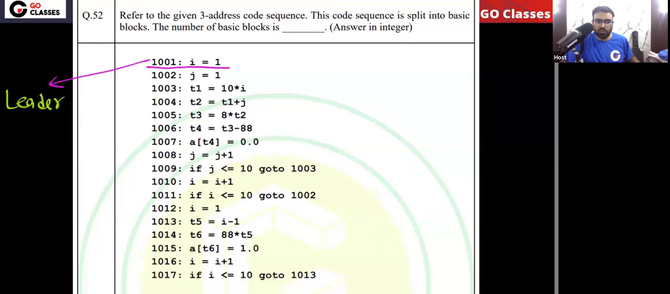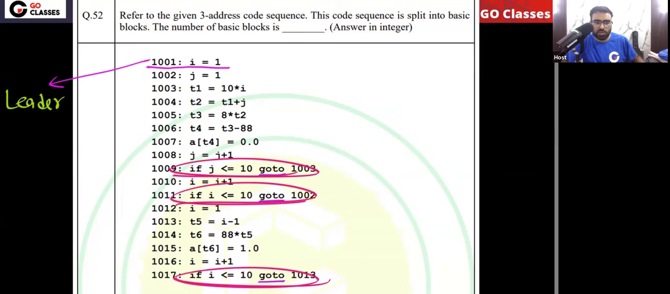Okay, now what is rule number two? That says that you find the jump instructions, conditional or unconditional. You just find the jump instructions. So you can see this is a jump instruction, this is a jump instruction, this is a jump instruction. We don't have any unconditional jump. All are conditional goto. This is conditional goto, this is also conditional goto.